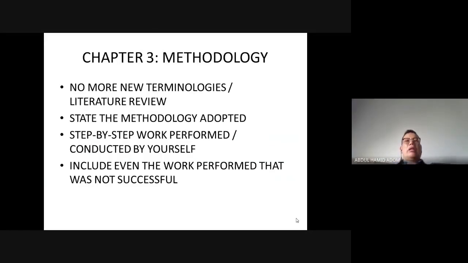Okay, we talk about methodology. Like I said before, in methodology, you should only discuss what you do. So there's no more new terminologies, there's no more literature review, there's no more theories. Everything should have been stated in chapter 2. Chapter 3 is purely for the methodology. You need to describe step-by-step work performed that's conducted by yourself. Okay? And it's only on the work that you do.